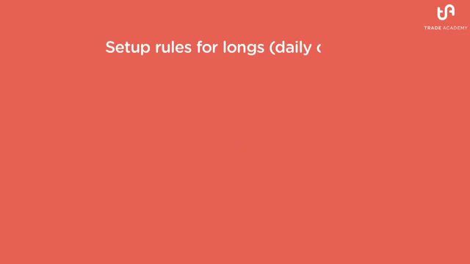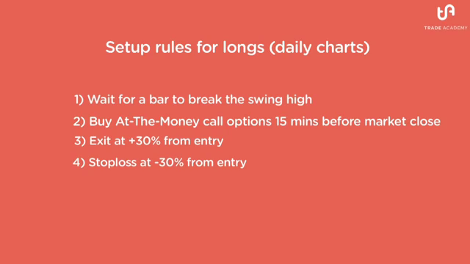We are taking a trade based on the statistical edge that a swing high or low break gives us. Now, in case of a swing high break, we buy the call options, and in case of a swing low break, we buy put options. Here are the setup rules for long. Remember, this is only valid on the daily charts. Number 1, wait for a bar to break the swing high. Number 2, when you see that, buy at the money call options just before the market closes, say 10 or 15 minutes before. Number 3, your exit is fixed and you will exit 30% from entry of your premium price. Number 4, your stop loss is 30% from entry.